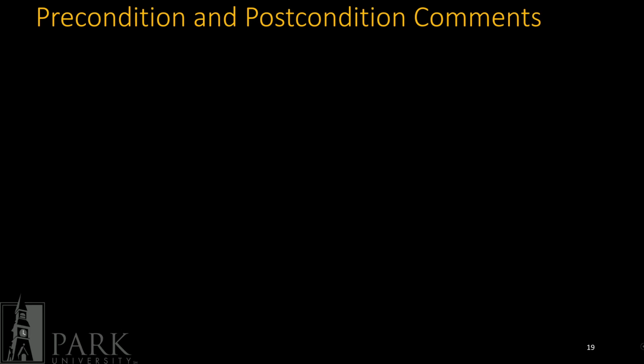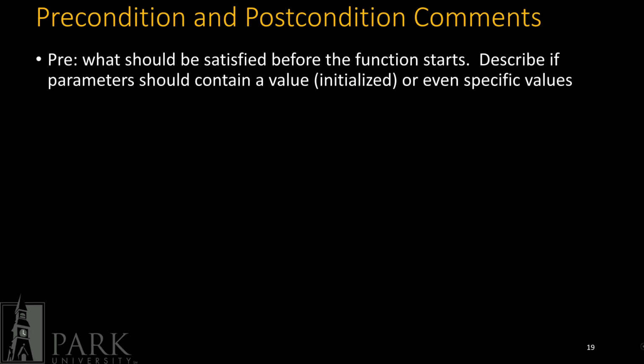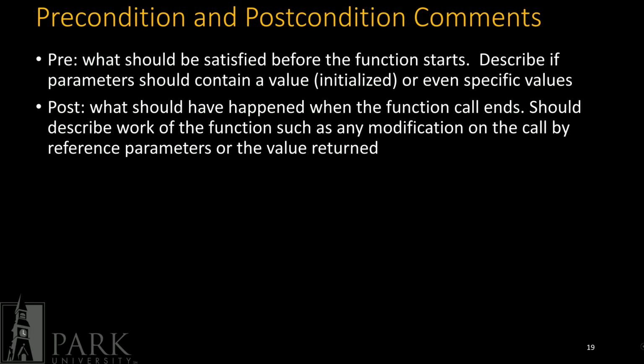Software developers also document pre and post conditions of a function. It's often kept with the function specification. A precondition specifies what should be satisfied before the function starts, like a prerequisite. A precondition describes if the parameter should have been initialized or should hold a specific value or value ranges. A postcondition specifies what should have happened when the function ends. It should describe any modifications on the reference parameters, the value returned, and even runtime exceptions that may be thrown.